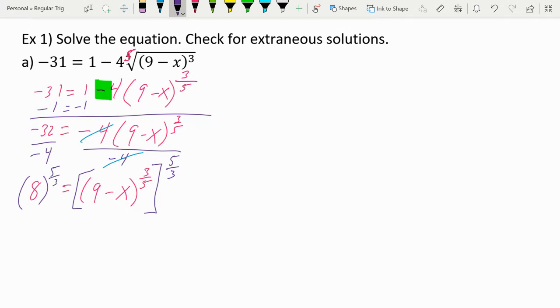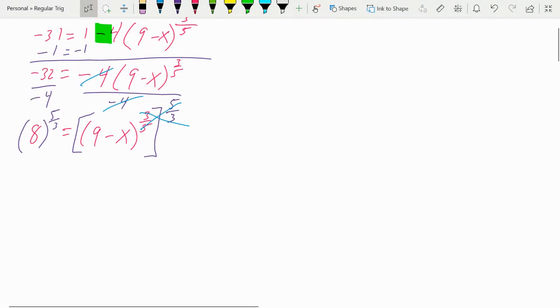So then what happens when you do that? Remember, you have a power to a power, you're multiplying, so those cancel each other out. Then on your calculator, 8 to the 5/3 power, I ended up with 32. And I kid you not, I just grabbed my calculator. 8 to the 5/3 power is equal to 32. Then I have that is equal to 9 minus x.